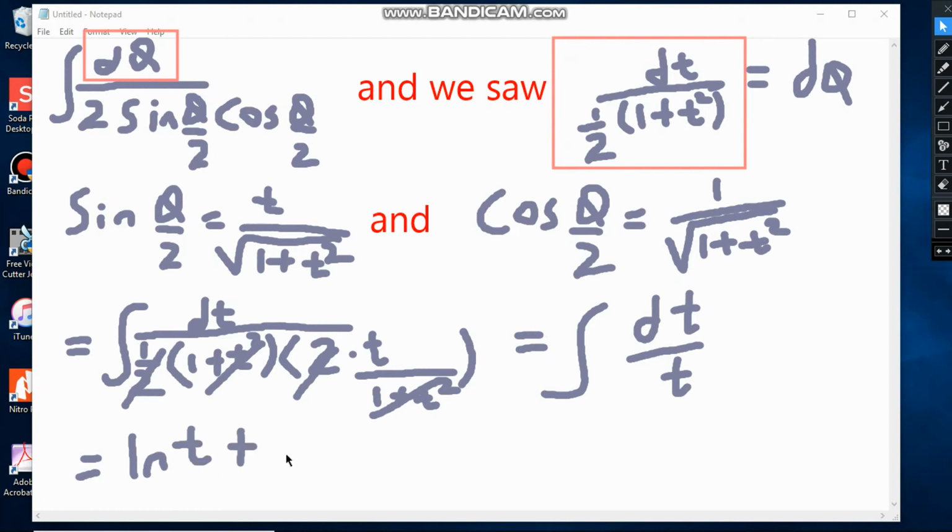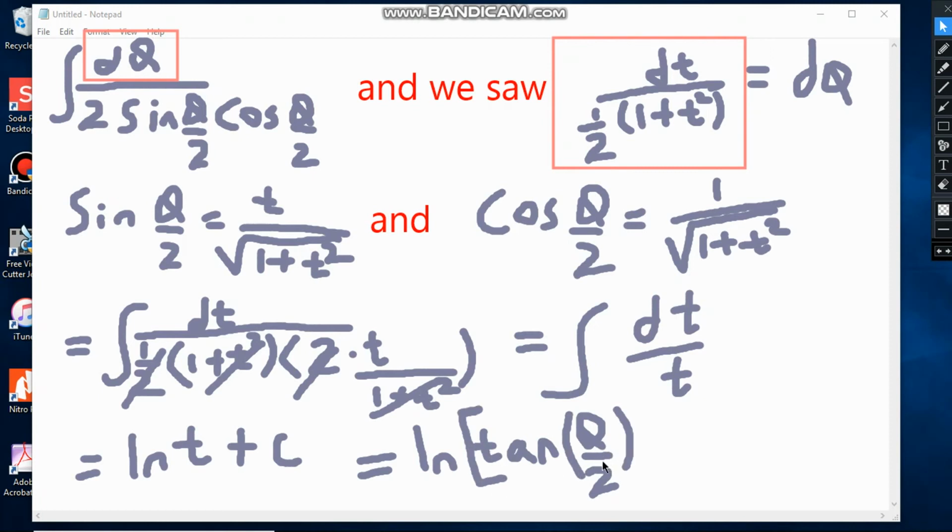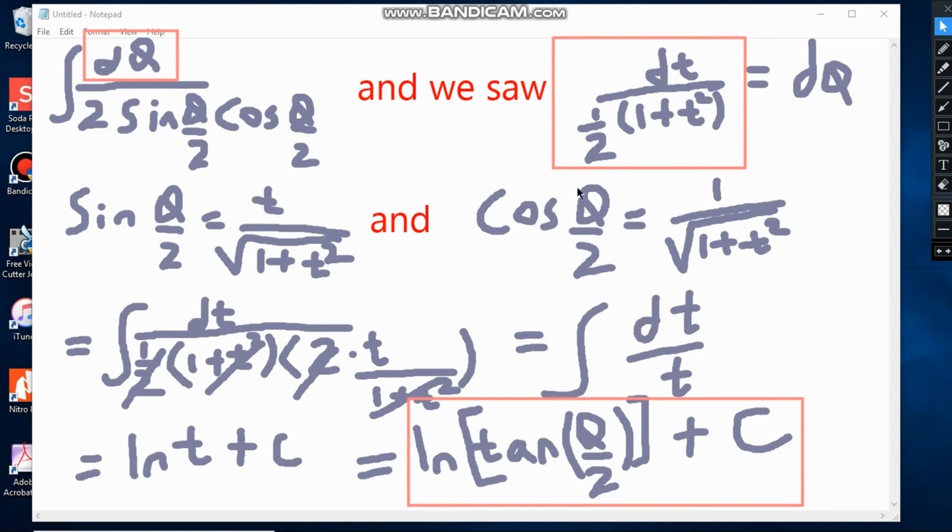What is the value of t? We see the value of t is equal to tan theta over 2. So we have ln of tan of theta over 2 plus constant. Okay, see you in the next class, number 9.